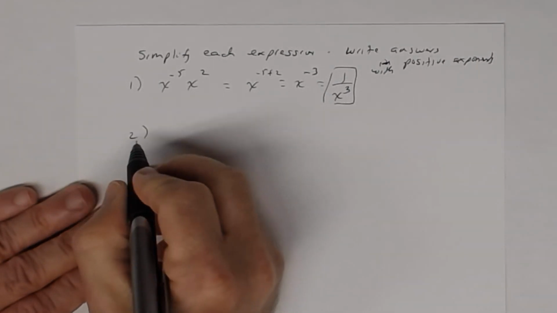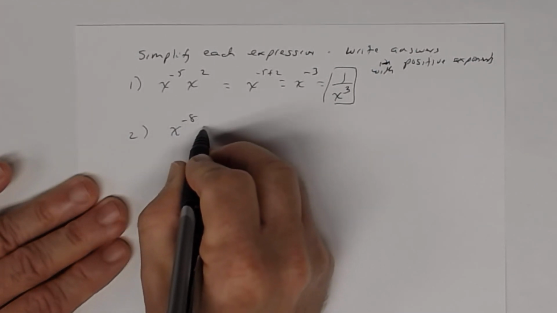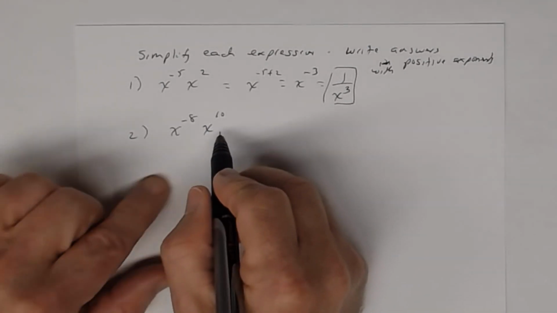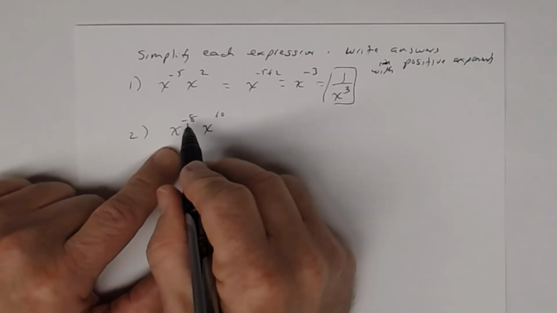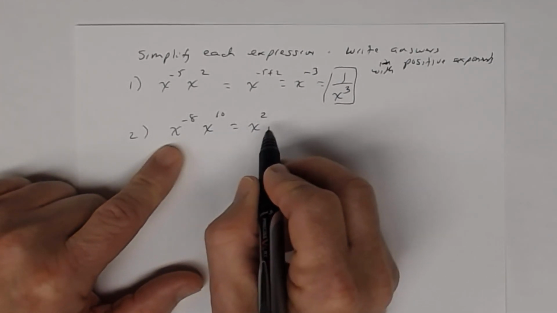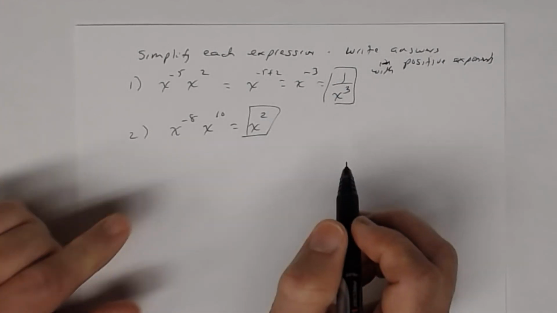Number 2. What if you had x to the negative 8th times x to the 10th power? Same thing, right? When you multiply like bases, you add exponents. So that's just x to the negative 8 plus 10 is 2. So it's going to get x squared. And so the power is positive. You're done. That's your answer.